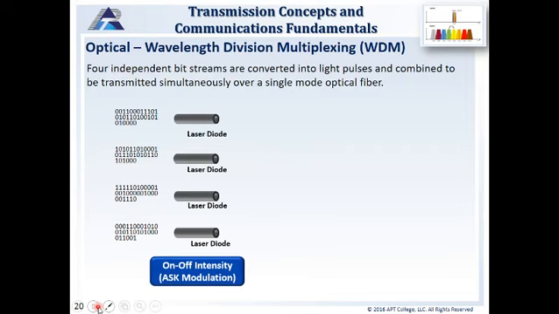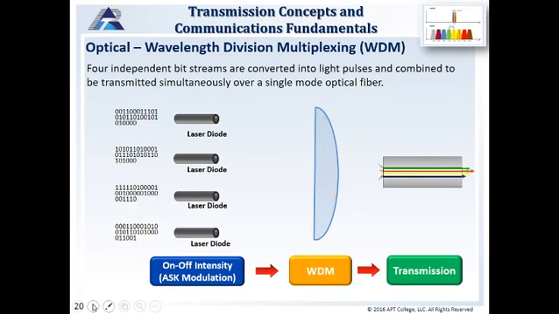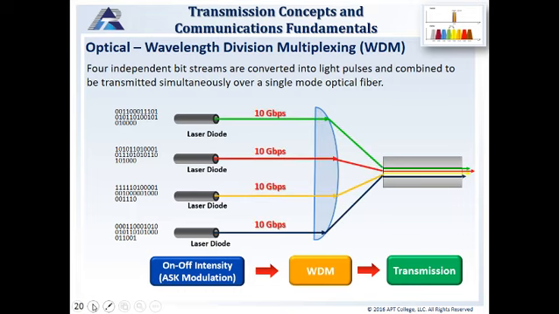we have 4 independent bit streams converted into light pulses and combined to be transmitted simultaneously over single mode optical fiber. So we have our bit streams here, and they're each going into their own transmitter, or their own modulator. And then they're going to go through a series of lenses that combine them and send them down the same fiber optic transmission line. So this gives us, rather than splitting up each of these signals and giving them each 2.5 gigabits, we're combining all 4 of them and we're creating a 40 gigabit line.